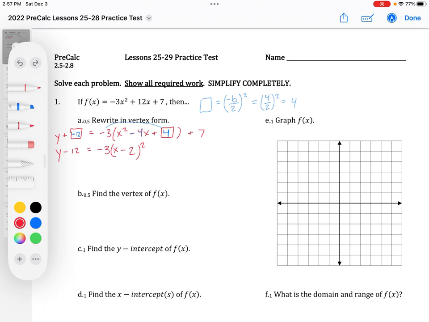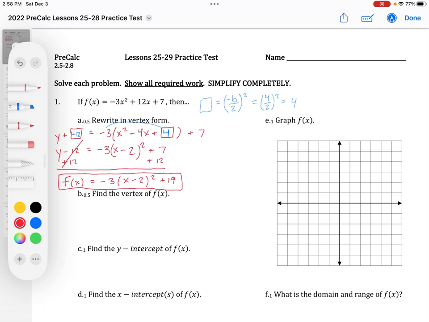All right, and then I still have this +7 at the end. Now I want to get y by itself, so I'm going to add 12 to both sides. So these cancel, and I'm just going to write this in function notation. So f of x is equal to -3 times (x minus 2) squared, and then 7 plus 12 gives me +19. So this would be the same function in vertex form.